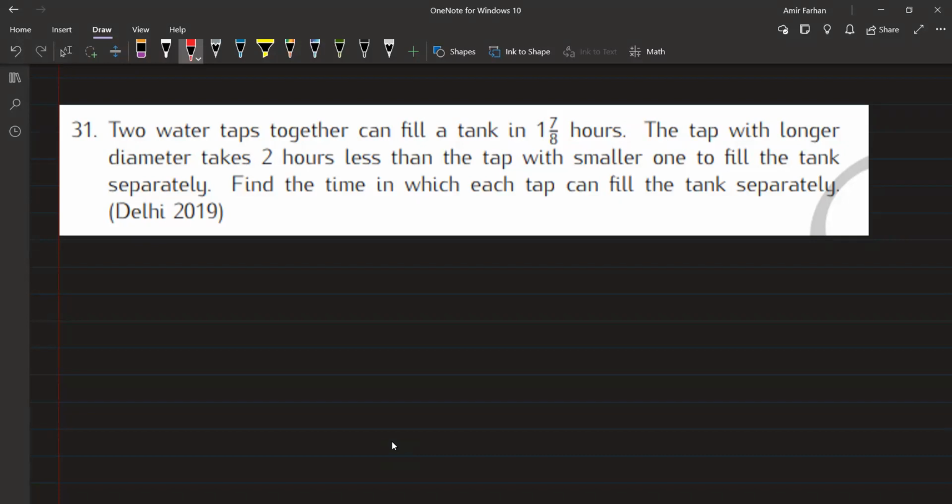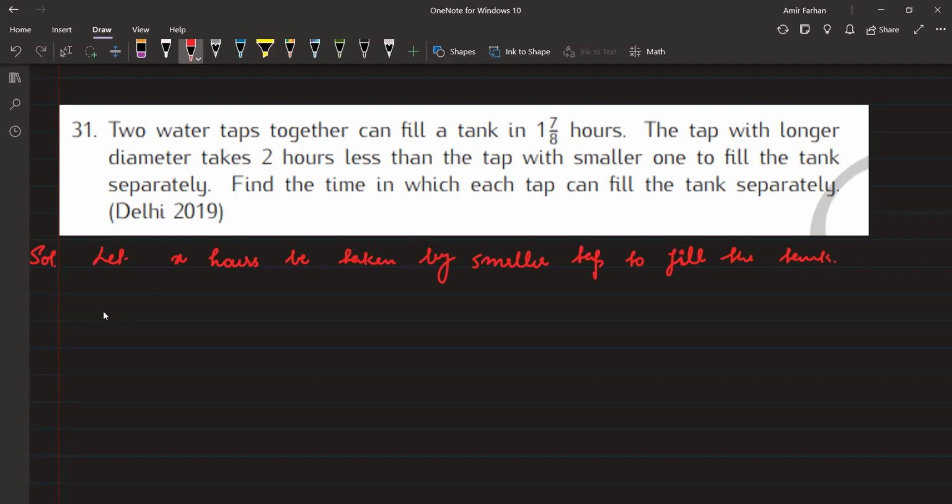So the question is saying, just a second, where is my pen? Yeah, here it is. So the question is saying that two taps are there which can fill a tank together in, basically this is a mixed fraction. So first of all, let's assume, the tap with longer diameter takes 2 hours less. So let's assume let x hours be taken by the smaller tap to fill the tank. Okay, because x minus 2 will be less. If you subtract 2 from anything, that would be less. So that's why we will take the bigger diameter one's time to fill the tank.